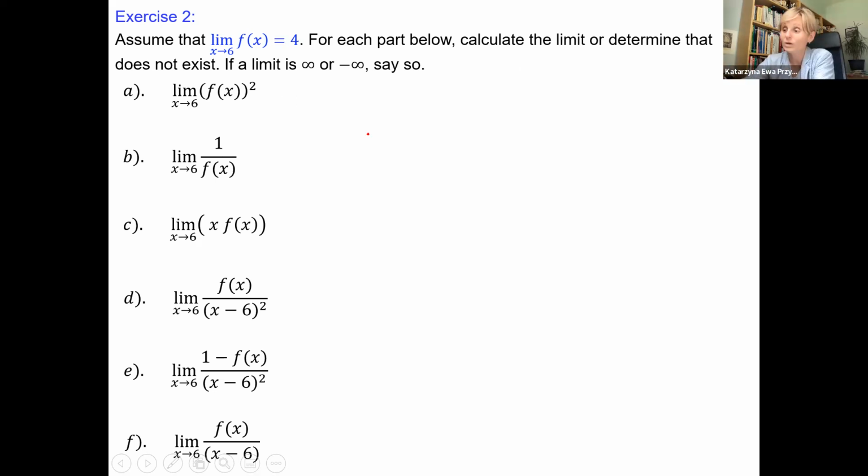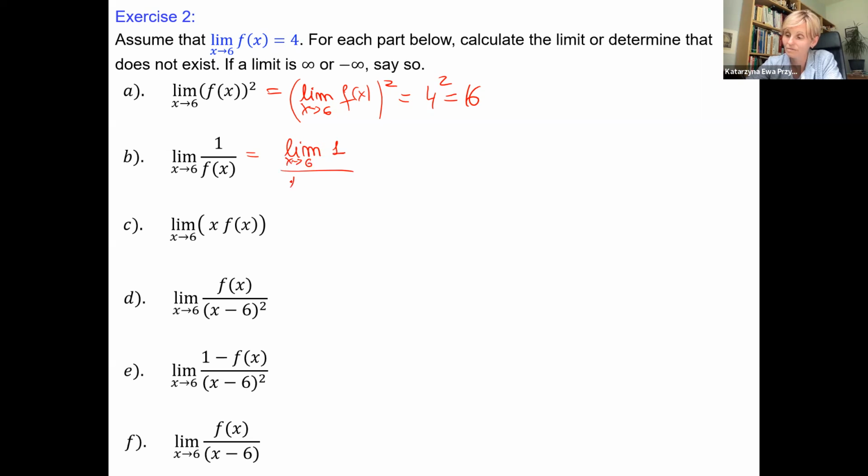When we square, we can just say that we're computing the limit of f of x at 6, and squaring, 16. Excellent. Now we may use the property of the quotient, the limit of the top value and the limit of the bottom function. The limit of the constant is the constant, the limit of function f of x is 4, so 1/4. The same for this one.